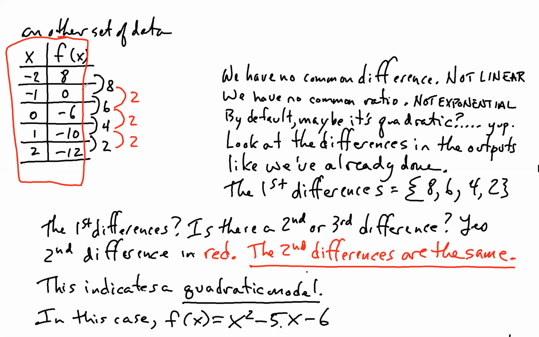Let's see if it's linear. Can we add the same thing every time? Add 8 and then 6 and then 4 and then 2? No, we have this set of numbers, 8, 6, 4, and 2, all different. The differences aren't the same.